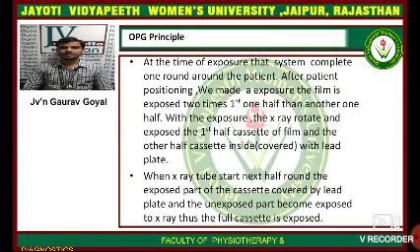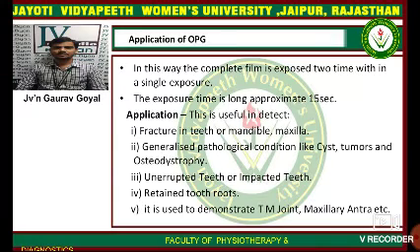With the exposure, the X-ray rotates and exposes the first half of the cassette of film, and the other half of the cassette inside is covered with a lead plate. When the X-ray tube starts the next half round, the exposed part of the cassette is covered by the lead plate and the unexposed part becomes exposed to the X-ray. Thus, the full cassette is exposed. In this way, the complete film is exposed two times with a single exposure. The exposure time is long, approximately 15 seconds.